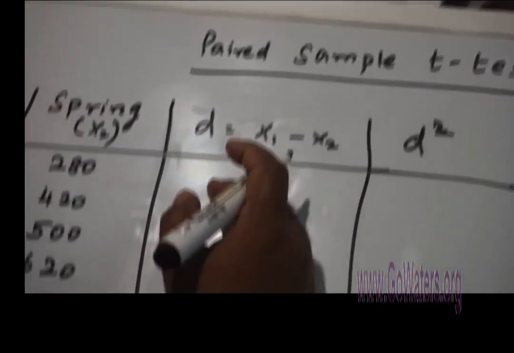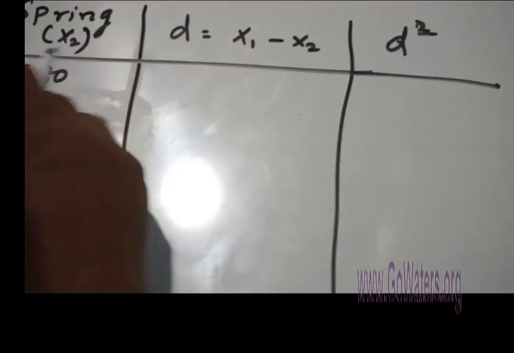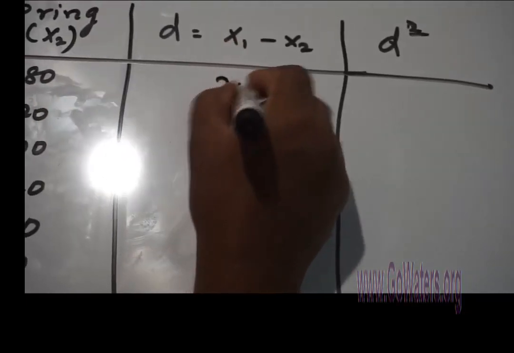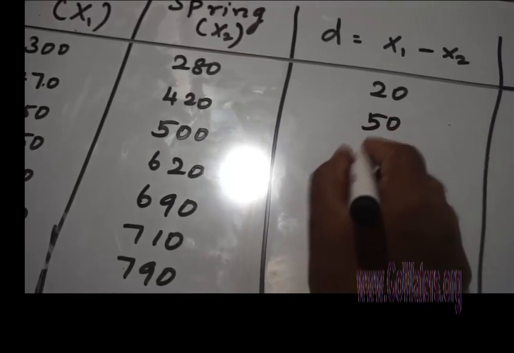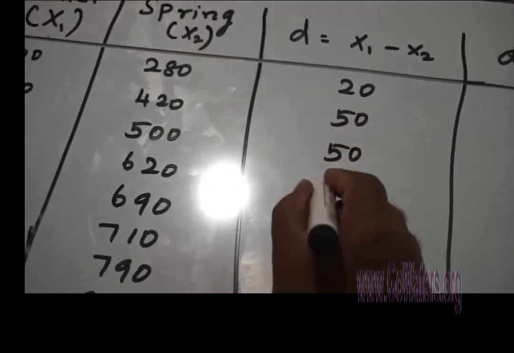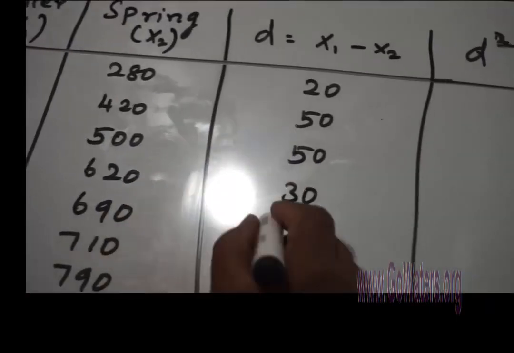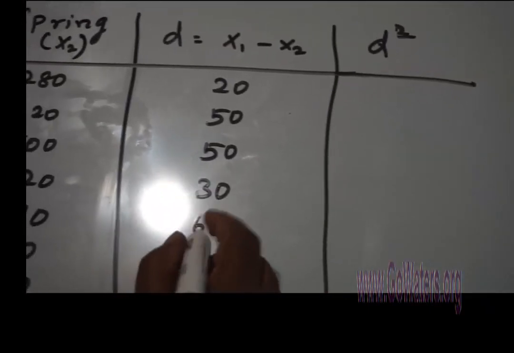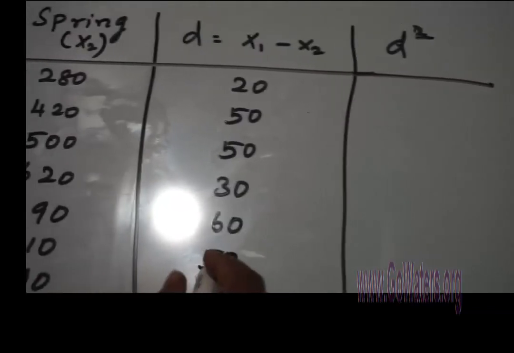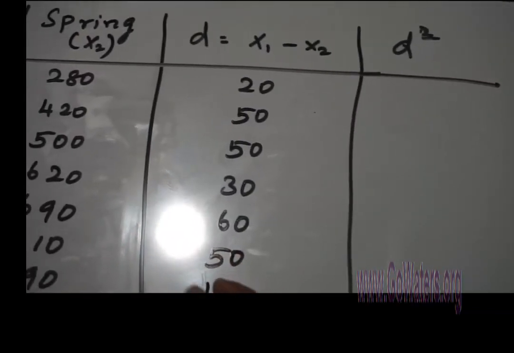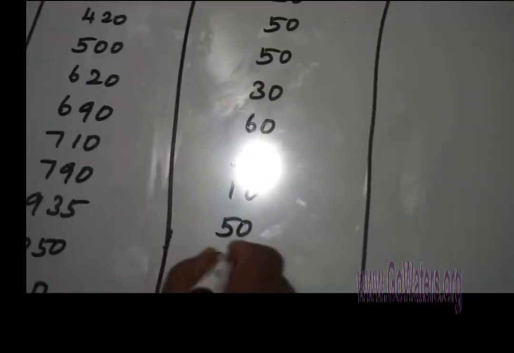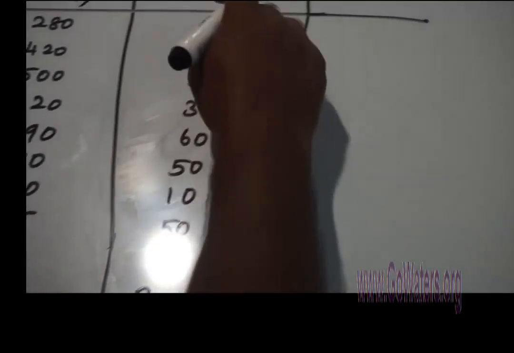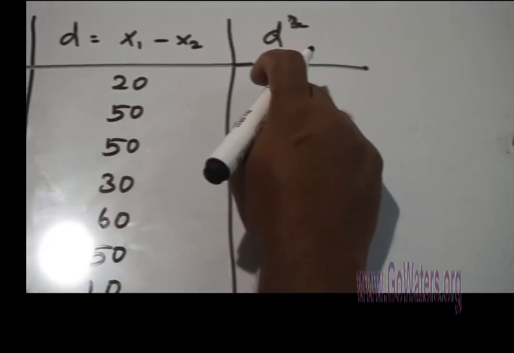Now I'm going to take the difference between these two. These differences are 20, 50, 50, 30, 60, 50, 10, 50, 50, then 90.